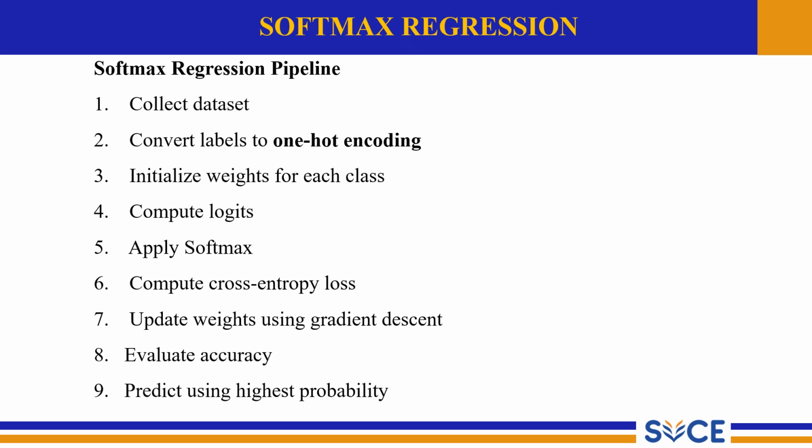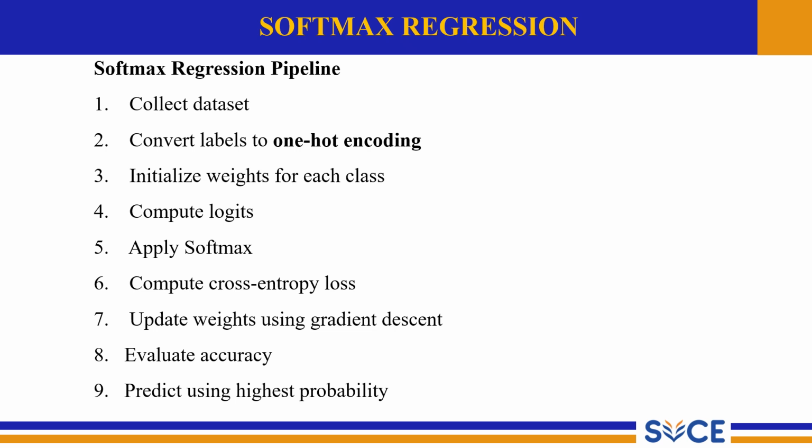Step 3, initialize weights for each class. Set initial values for Wk and biases bk, often small random numbers. Step 4, compute logits: zk = Wk^T x + bk, giving one logit per class. Step 5, apply softmax, which converts logits into class probabilities.